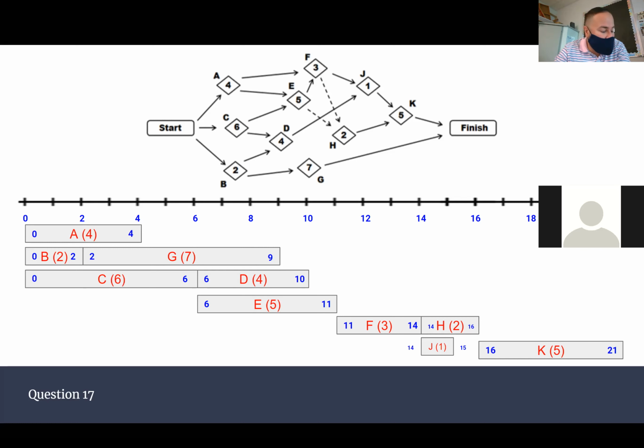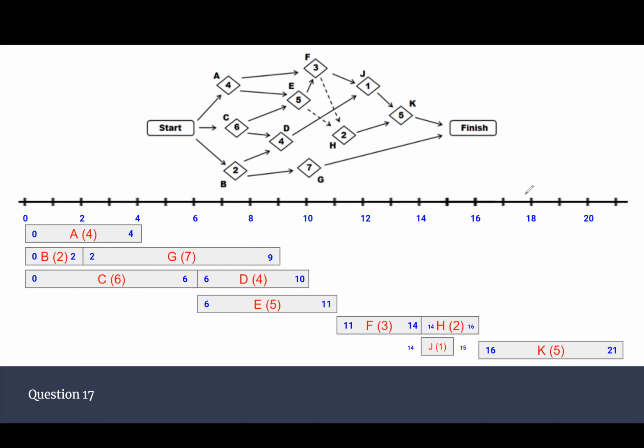Okay. 18 says determine the minimum time needed to complete the project. Can't we already answer that question based on our timeline? Christiana, what's the minimum time needed? The minimum time of the whole thing? Yeah. 21 hours. Okay. We ended over here and we call it the minimum time. So this is question number 18.